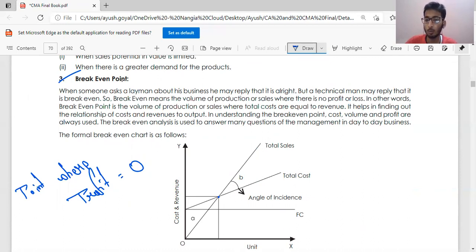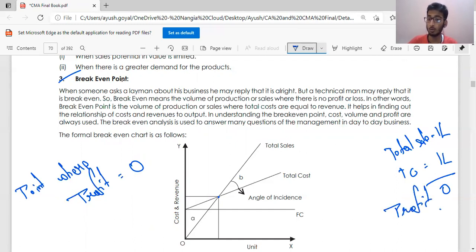Suppose total sale is 1 lakh and total cost is also 1 lakh. So profit would be zero. At this point, I can say we are having break even.